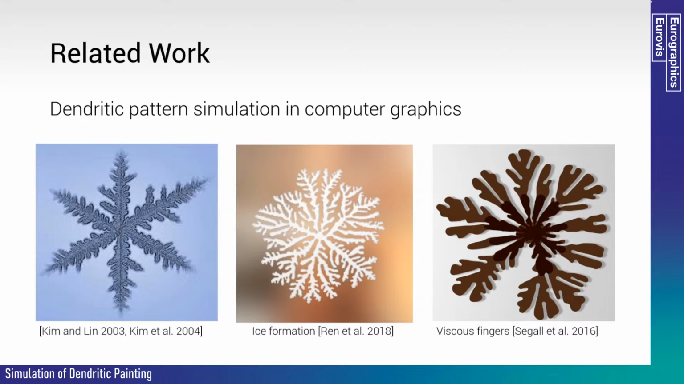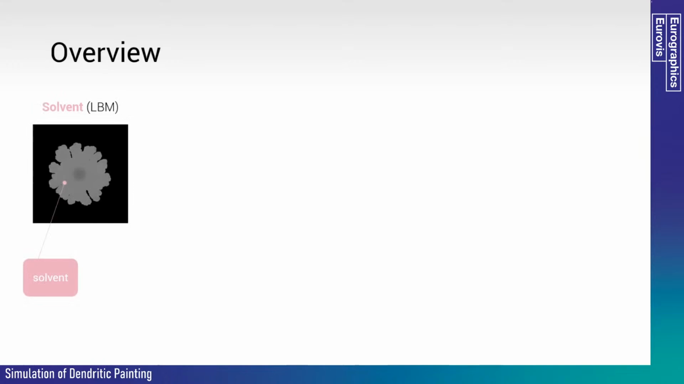Now, I will present an overview of our digital dendritic painting system that is formed by three layers that combine multiple simulation methodologies and interact with each other. We have the solvent layer. This layer models the behavior of the solvent by using a 2D fluid simulation that is based on the Lattice-Boltzmann method. The expansion of the liquid is constrained to the pattern layer.